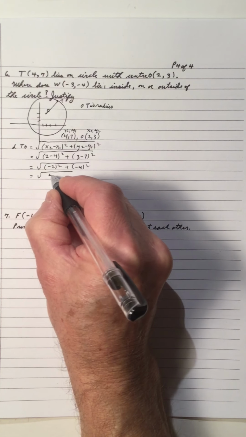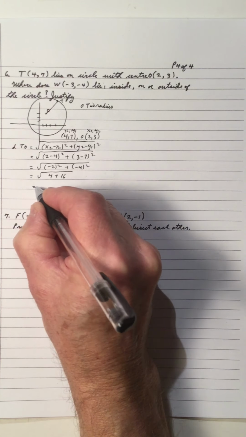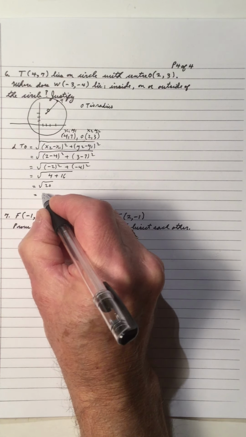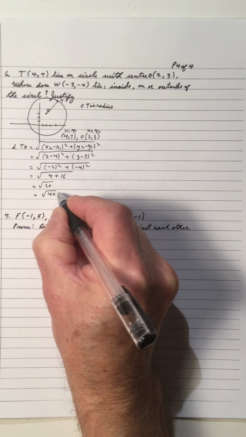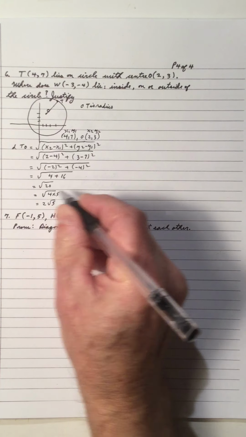Negative 2 times negative 2 is 4. Negative 4 times negative 4 is 16. That's the square root of 20. And the square root of 20 is the square root of 4 times 5, so it's 2 root 5.